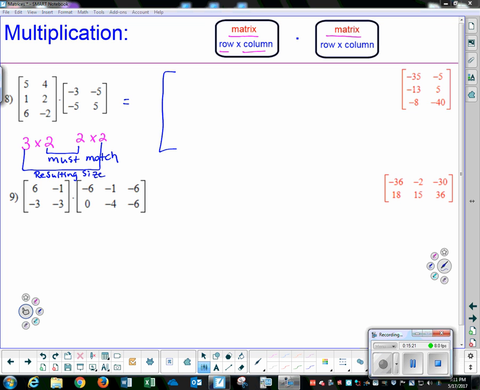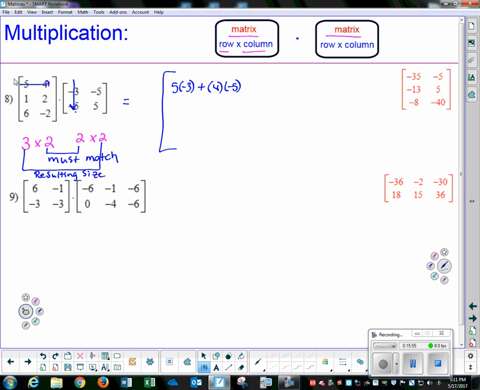Here we go. How are we going to do this? Well, matrix multiplication. It is a row times a column. Okay, and what do you do with that? Well, you take the first number 5 and you multiply it by the first number in the column, so that'd be -3. So I'm going to take 5 times -3, add that with 4 times -5.